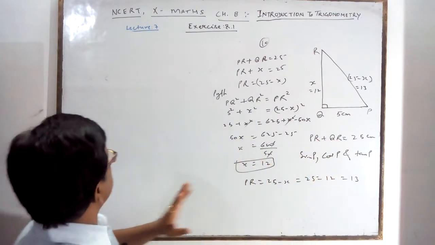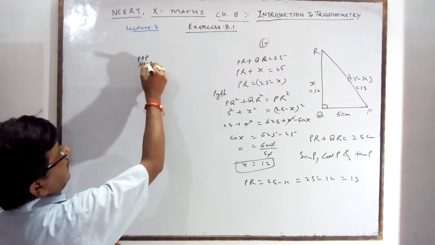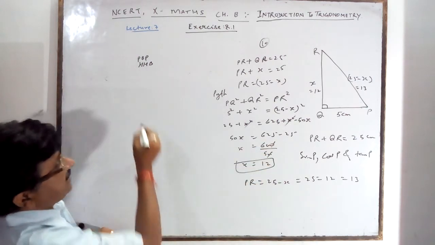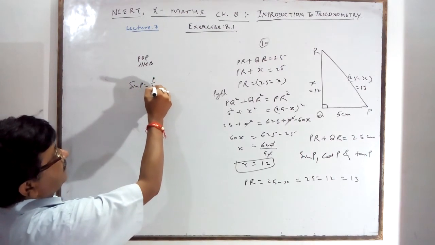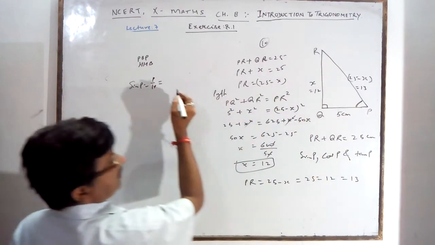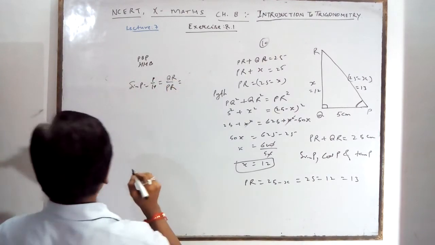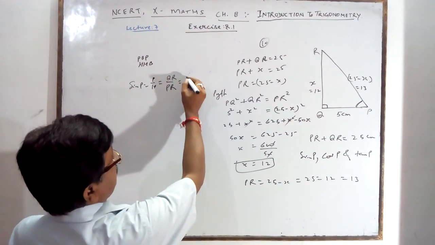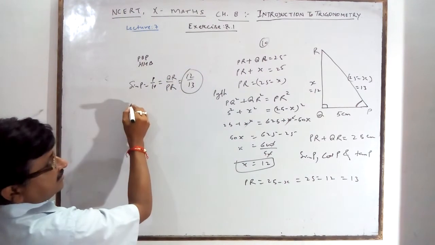Now I hope it is very simple. I hope that till today you have learned algebra. No need of this. What is given? Sin P. Sin P means perpendicular upon hypotenuse. For this angle, sin P is QR upon PR. What is the QR? QR is given 12. So 12 upon 13. First answer.